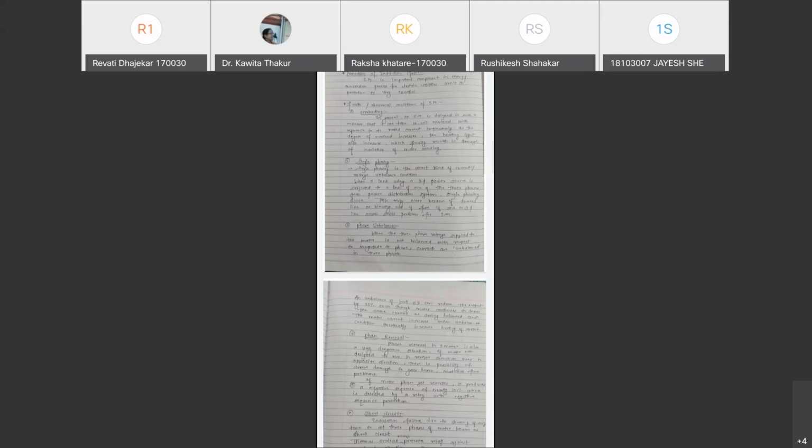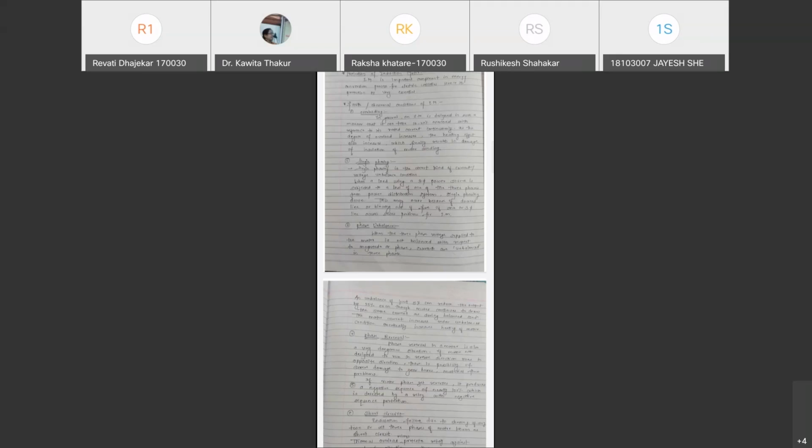Overloading: as the degree of overload increases, the heating effect also increases, which finally results in damage of insulation. Another fault condition is single phasing. This may occur because of a down line or blowing out of a fuse in a line, one of the serious problems of induction motors. Then phase unbalance is when the three phase voltages supplied to the motor are not balanced with respect to magnitude. Then currents are unbalanced in the three phases.